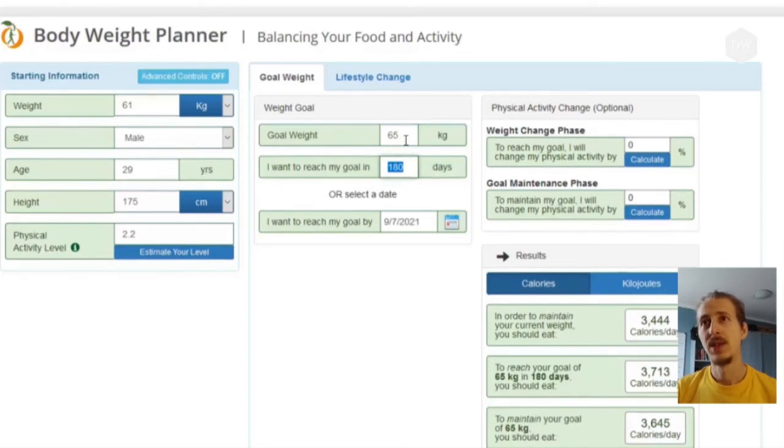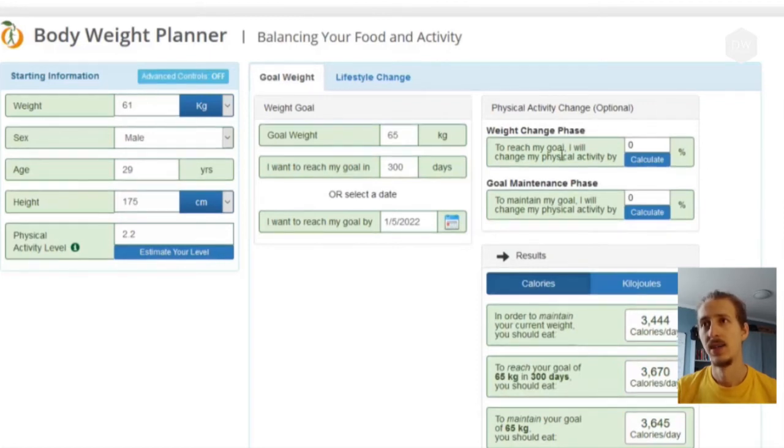So for 4 kilos, that would be 8 months. So let's make it 10, or 11, sorry. That's 300 days, 10 months. Okay, so that's the 5th of January. You can also choose through the calendar.